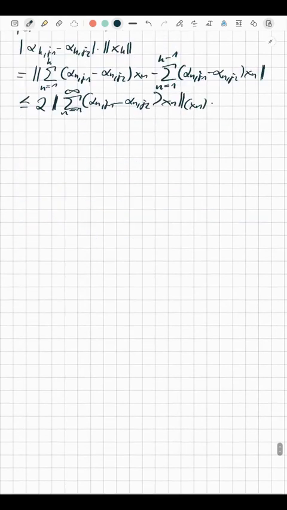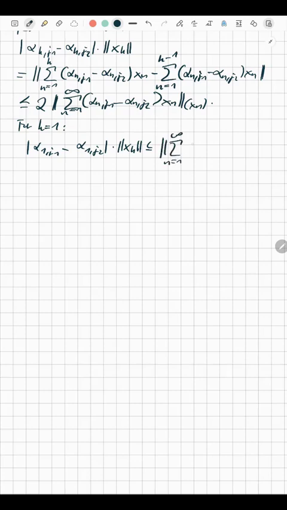So we have this inequality, and we also will find one for k equal to 1. And here, well, we just get it pretty much for free. So this is just straight up smaller than the norm of this vector.